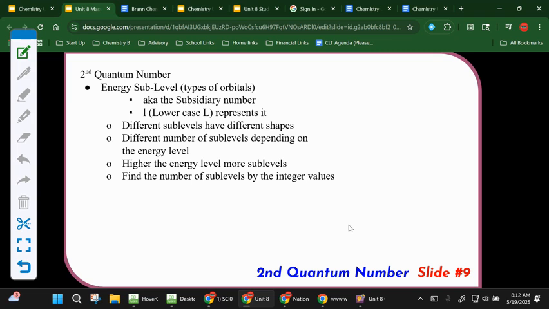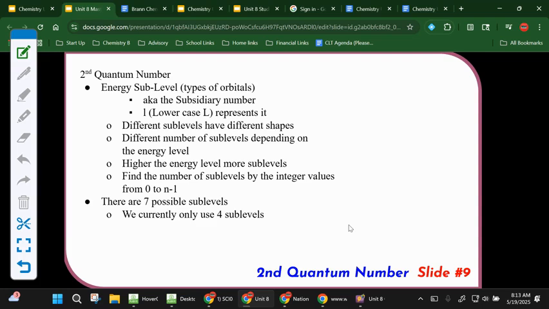They are positive whole numbers: 0, 1, 2, 3, 4, 5, 6, 7. Okay? From 0 to n minus 1. So the possible sublevels go from the number 0 to n minus 1. Okay? There are 7 possible sublevels. Yes, there are 7 possible sublevels.